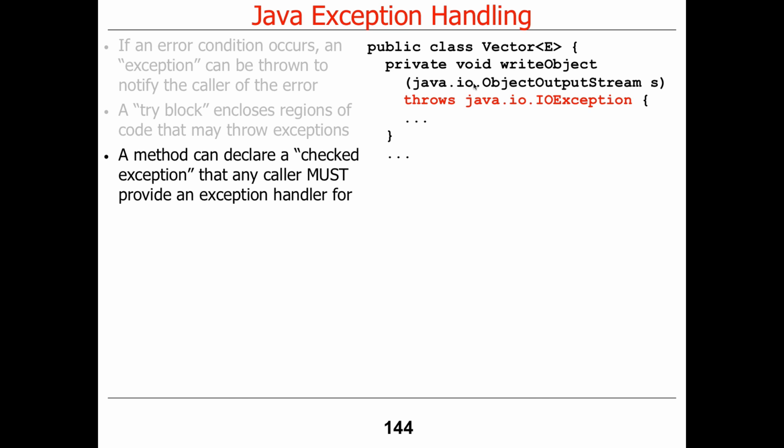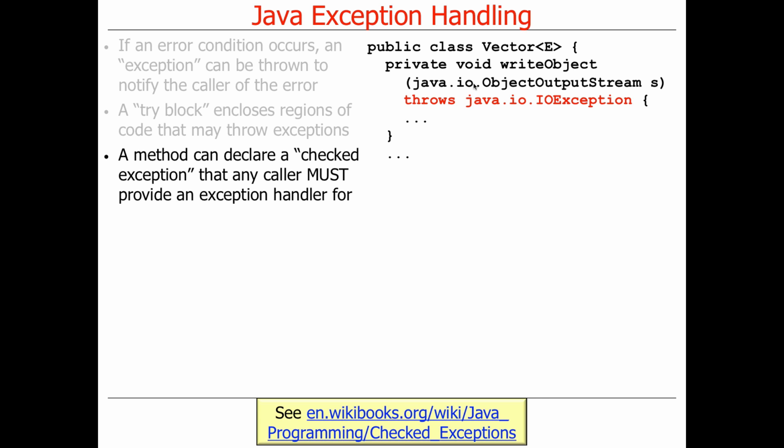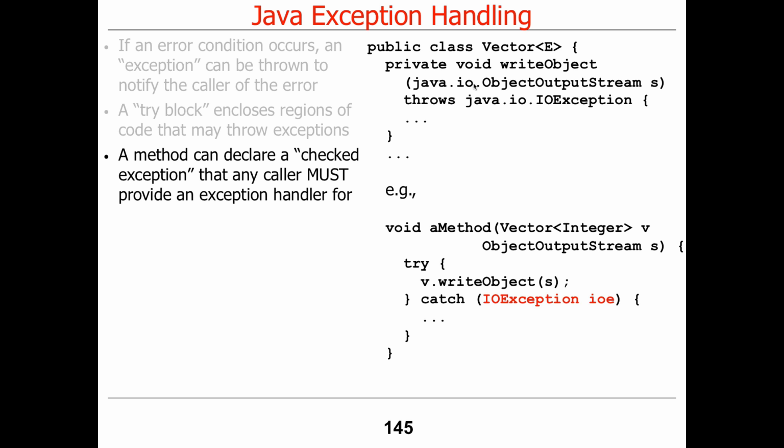So if you want to force people to deal with an exception on a method, you specify a throws clause, or an exception specification list. And this says that any caller has got to provide an exception handler for this. And these are called checked exceptions. So here's an example of how we use this.